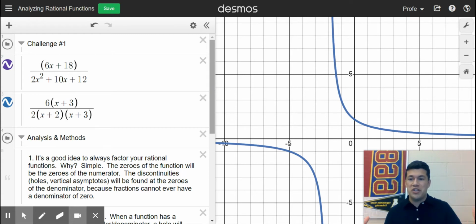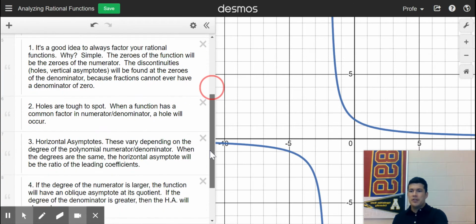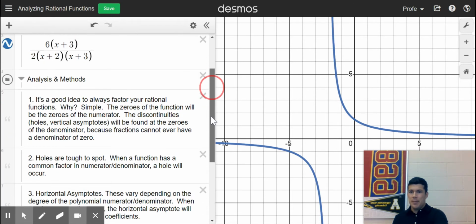So what did I change? Well, I basically factored the polynomials in this rational function so that I could view a few more of the features. In case you didn't notice, a rational function is a function that's a ratio. It's got a numerator and a denominator. That numerator and the denominator are both polynomials. That's what makes a rational function. So here's 5 quick points to keep in mind.